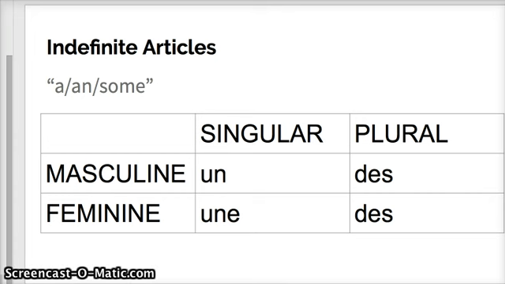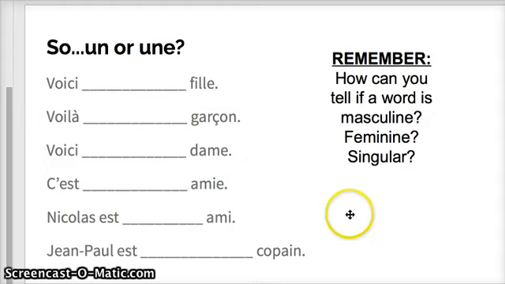Now, if I have multiple boys, I'm going to have des garçons, D-E-S. And if I have multiple girls, I'm going to have des filles, D-E-S. So notice that the singular masculine and singular feminine are different, but the plurals stay the same. So here's how this works. You're going to want to use that chart to look at these.